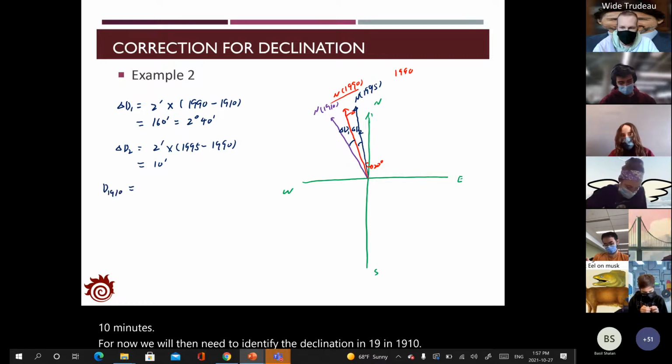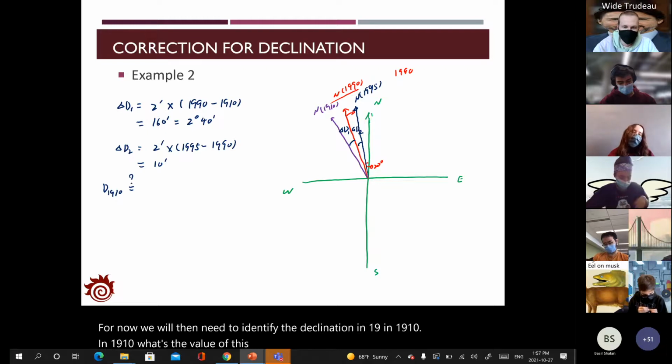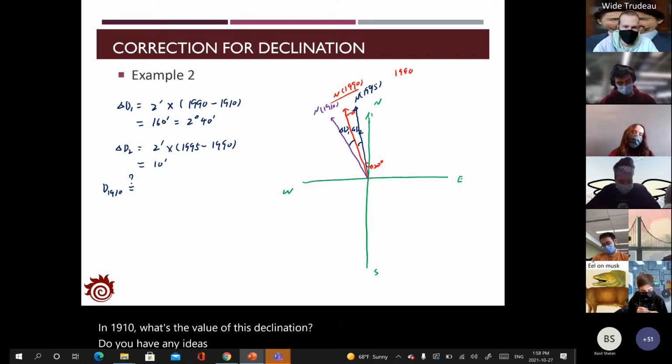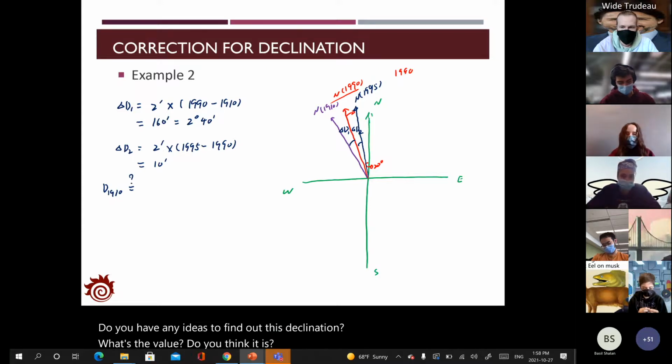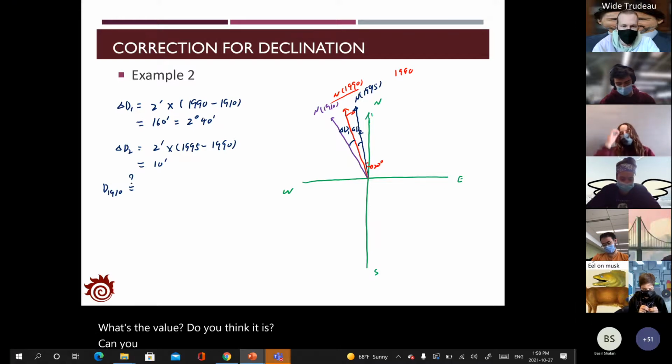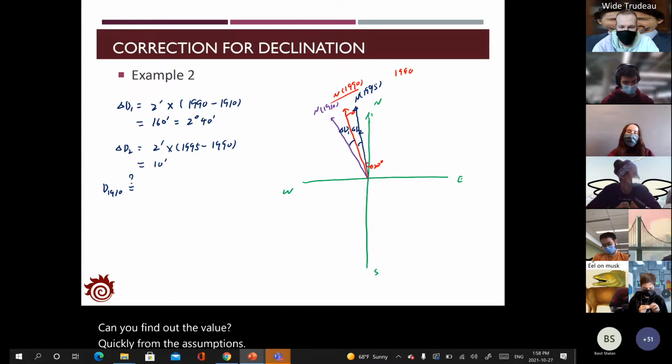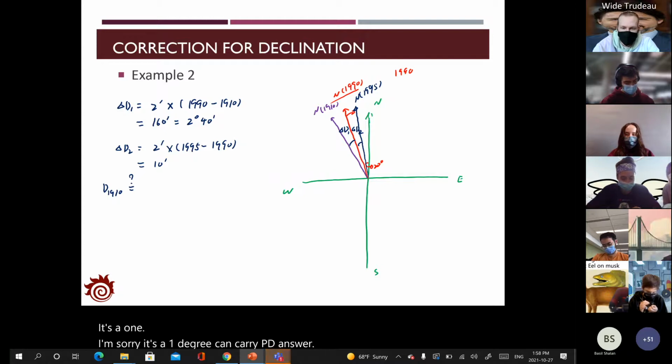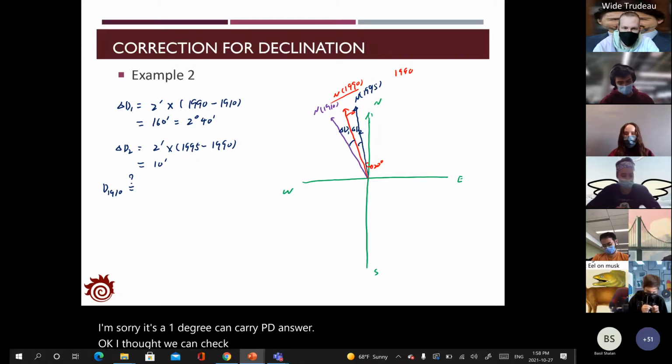So for now, we will then need to identify the declination in 1910. In 1910, what's the value of this declination? Do you have any ideas to find out this declination? What's the value do you think it is? Can you find out the value quickly from the assumptions? 20 degrees plus 2 degrees 40 minutes. Can you repeat your answer? Okay, I probably can check the 20 degrees, 2 degrees, 40 minutes. Yes, that's right. That's the right answer.